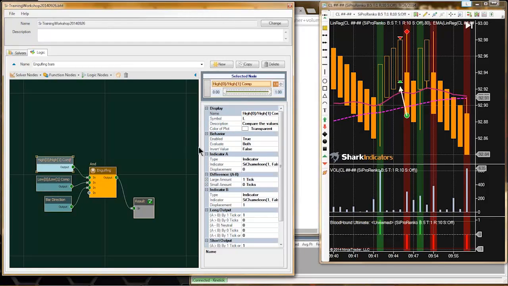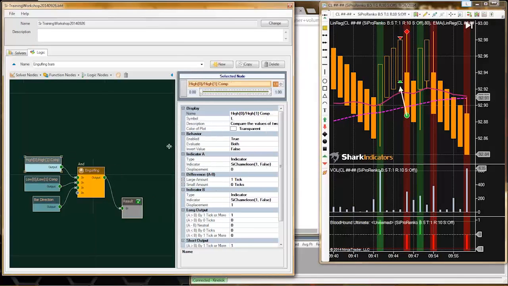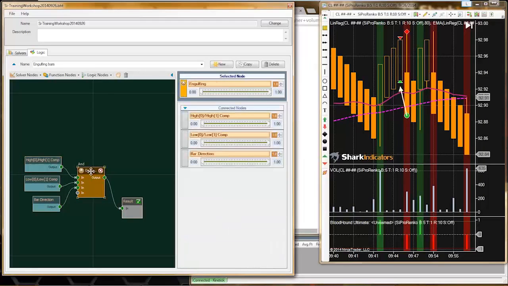Because I quite literally named these two comparison solvers, I named them literally as what they're doing individually. But when you put them all together, then it actually does something different. It looks for an engulfing condition. So it's kind of helpful to name your logic nodes to tell you what all the solvers are doing together.